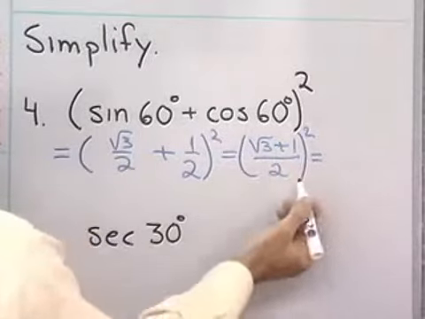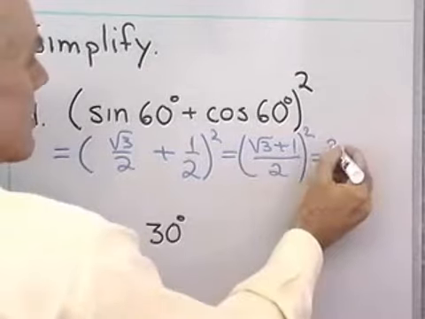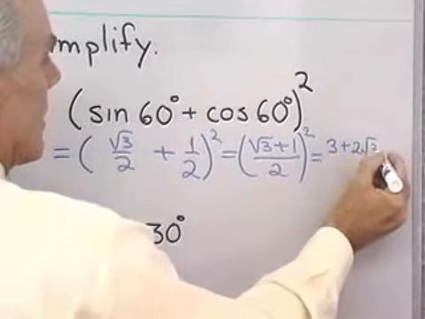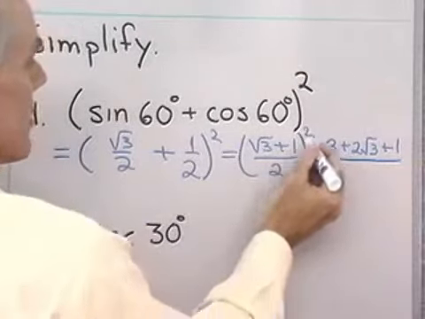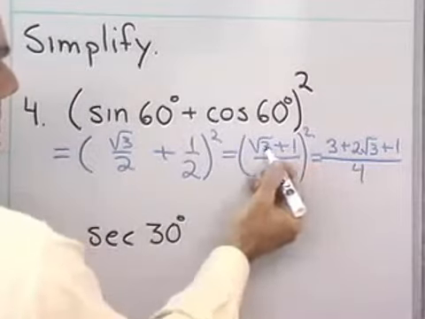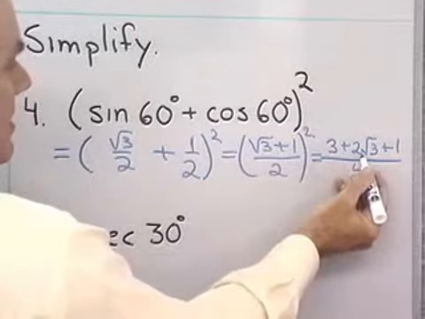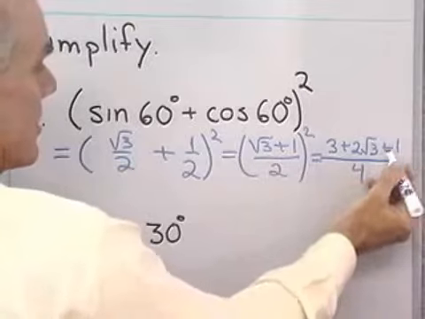Now I want to square those, so I'll square root 3 plus 1. Square root 3 squared is 3. Twice their product is 2 square root 3. And then 1 squared is 1. All that's divided by 2 squared, which is 4. So remember, when I square a binomial, it's the first term squared, twice the product of the two terms, that's this term, and then the last term squared. So it's a squared plus 2ab plus b squared.